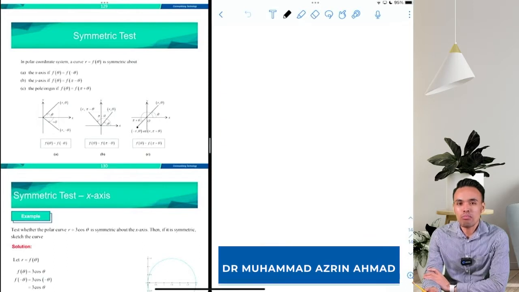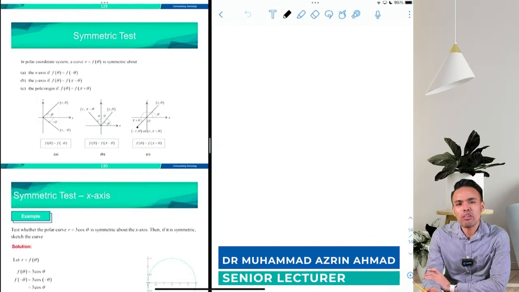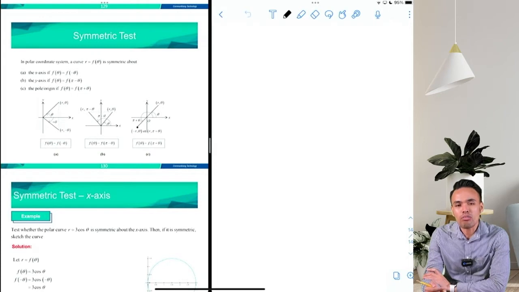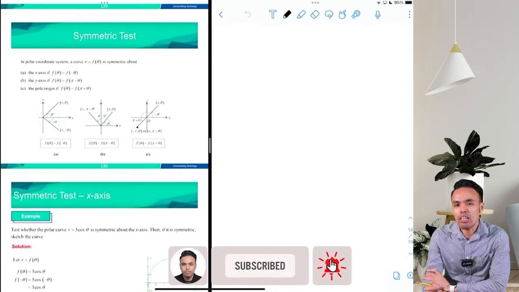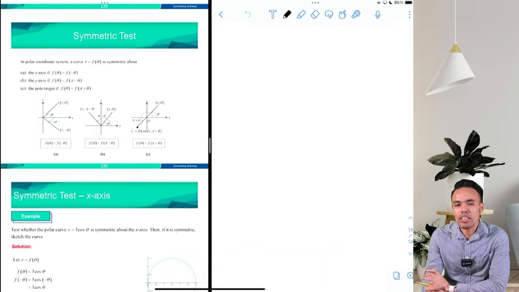Now, let's discuss symmetric tests. Before this, when I explained how to sketch families of circles and families of cardioids or limaçons, whenever you see an equation which involves the sine function, you should know that it will produce a polar curve which is symmetric about the y-axis. Meanwhile, if the equation involves the cosine function, the polar curve you need to sketch will be symmetric about the x-axis.